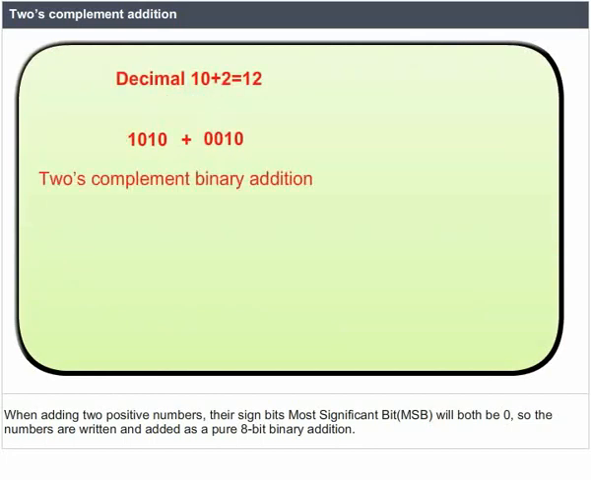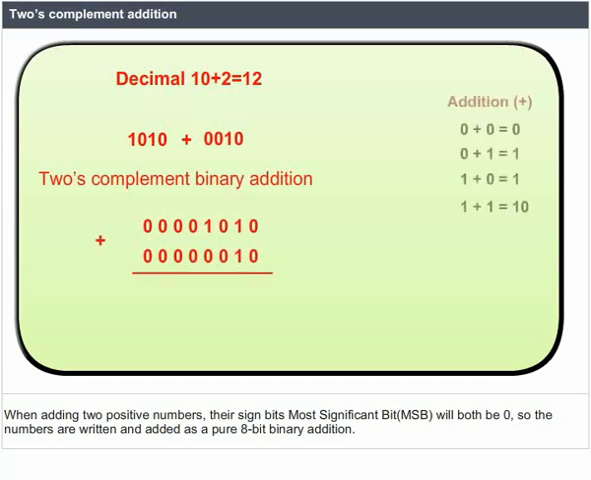2's complement binary: 00001010 plus 00000010, which equals 00001100.